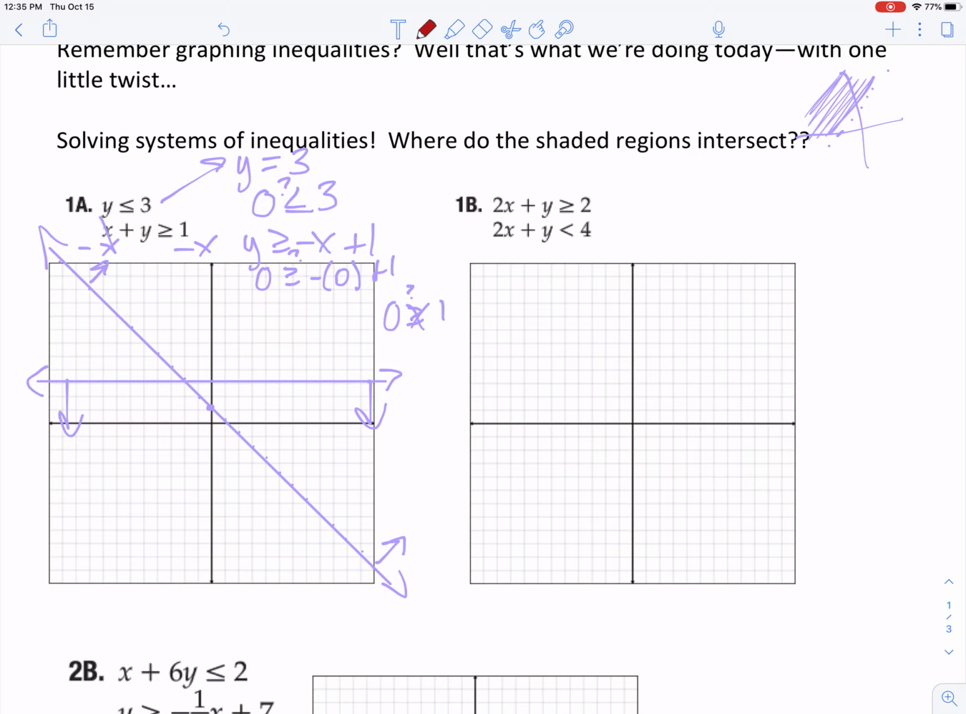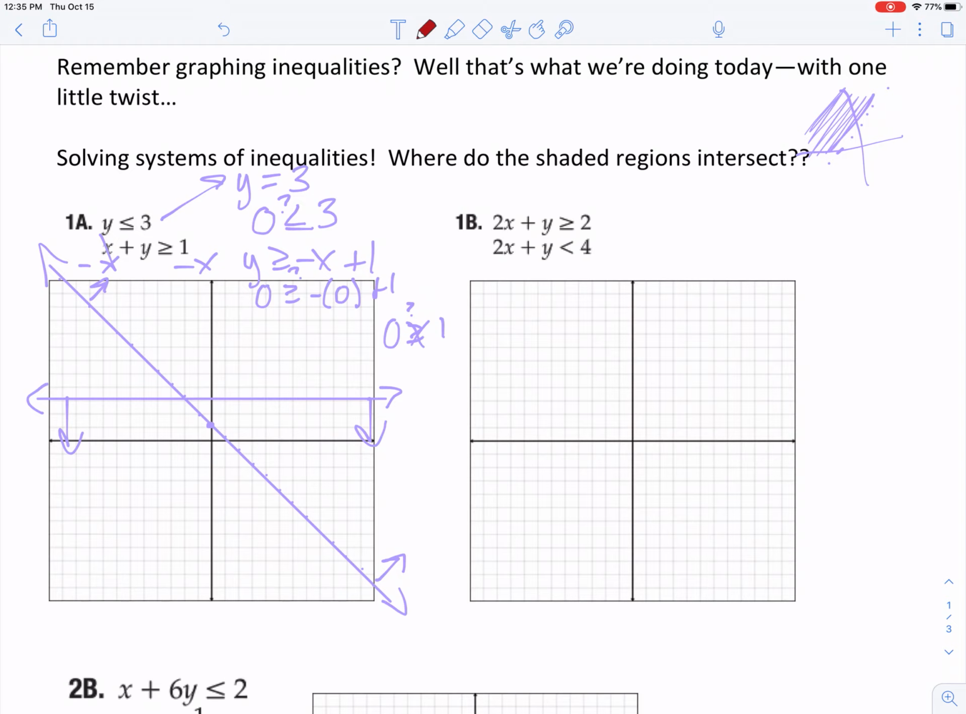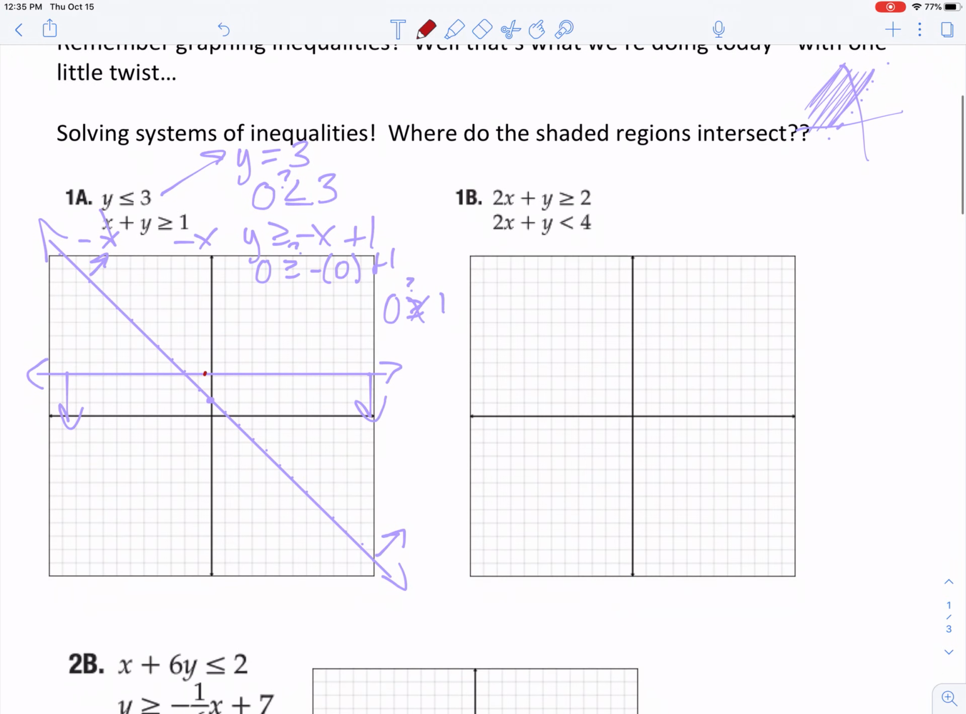You can't shade there. What about here? Do they both work in this spot? No. This line works, but not that one. So you can't shade that one. What about here? Does this one work? It looks like that one does. So go ahead and shade there. And do they both work here? Looks like this line does, but not this one. So my final answer is just this section right here, nice and boldly colored in like so. And that's pretty much all you're doing today.